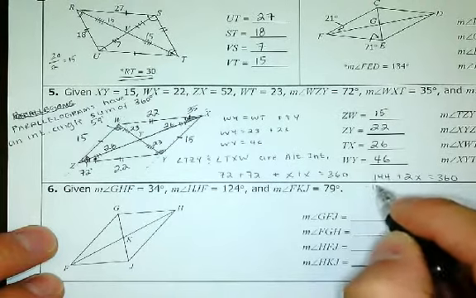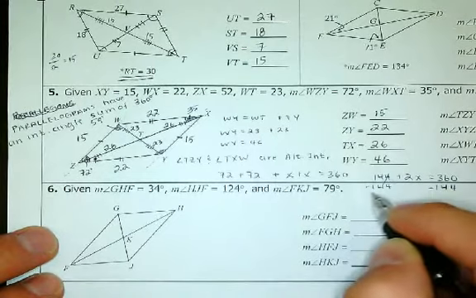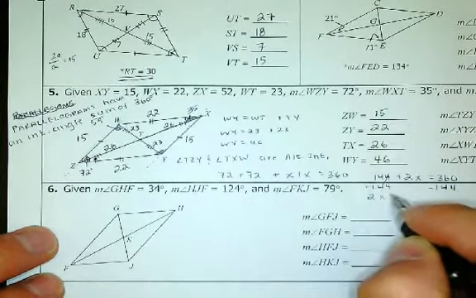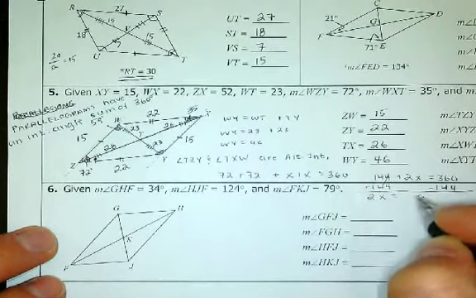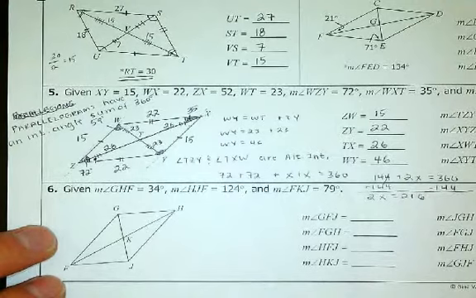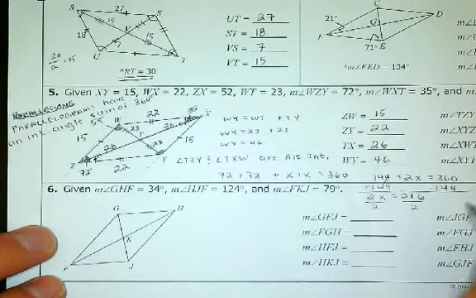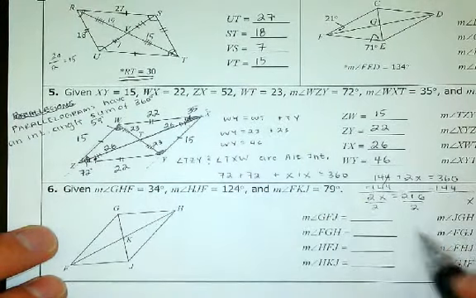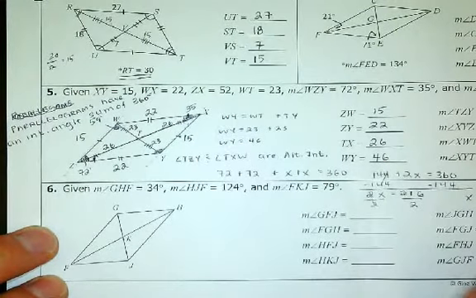Take this guy away. Got to do it on both sides. We get 2x equals 216. Okay, so 2x is equal to 216. Divide both sides by 2. And one of these large angles is equal to 108 degrees.